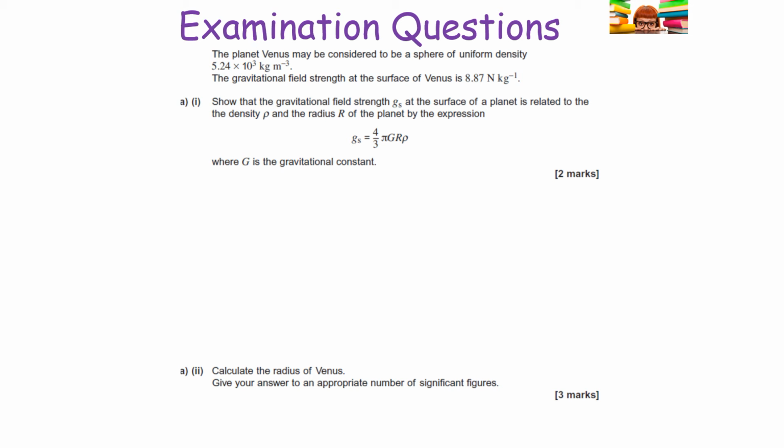Right, so how can you work this one out? Well, the first trick for me is you're given the density and you've got 4 over 3 pi.